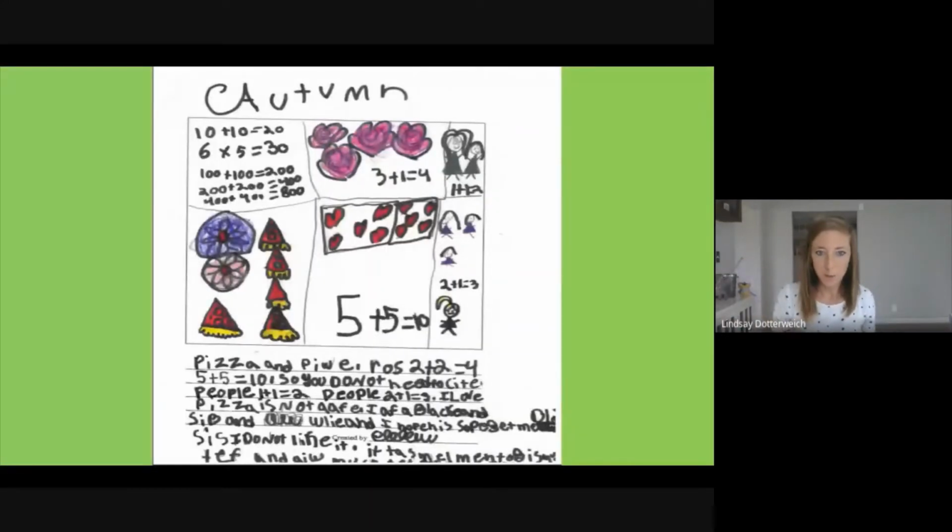So here's another one. There's a lot going on with this one. I will try and read the bottom for you all. Pizza and kiwi rose, maybe. 2 plus 2 equals 4. 5 plus 5 equals 10. So you don't need to cite people. 1 plus 1 equals 2 people. 2 plus 1 equals 3. I love pizza, and so on and so on.